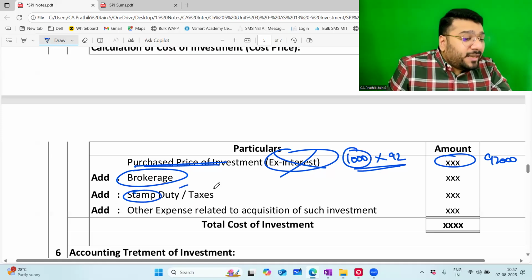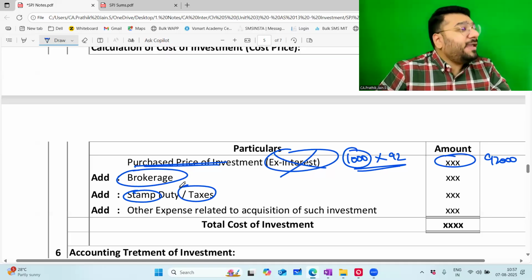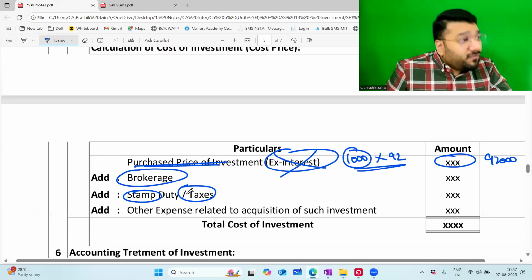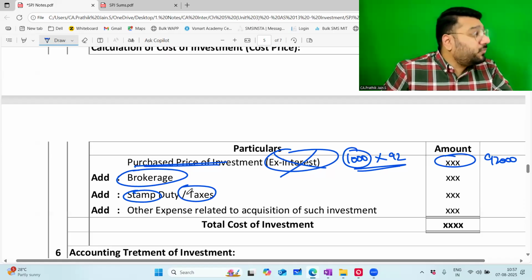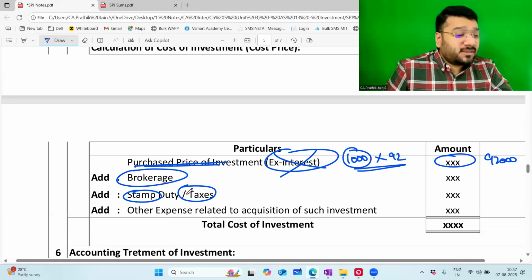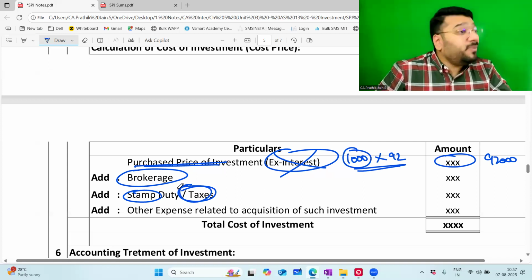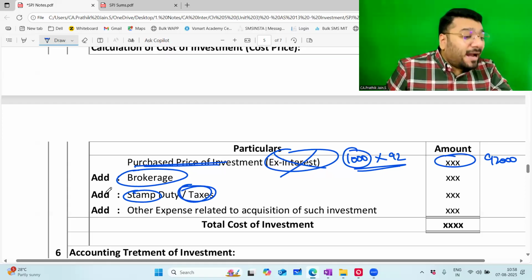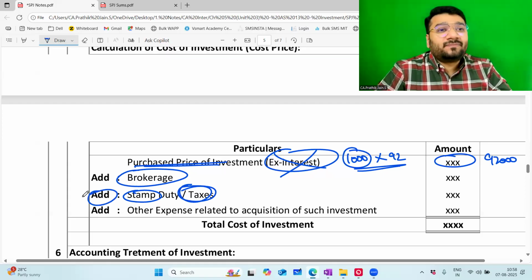Likewise, stamp duty and taxes. While buying the securities, you have to incur some stamp duty and taxes. Even if you're buying any land, you can ask your parents, if they're buying any land, they will pay stamp duty to the local government. In Tamil Nadu, they'll pay the stamp duty charges. Like that, you have other taxes also. These taxes are non-refundable, on which input cannot be claimed. So any taxes, any duties, any stamp duty, whatever you pay, on which refund cannot be claimed, on which input cannot be availed, you have to add it to the cost of investment.